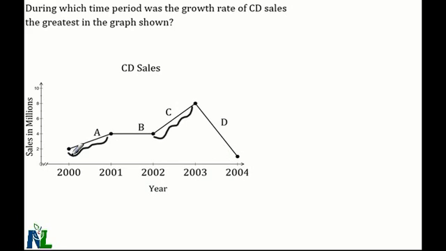So I need to compare two line segments. I need to compare line segment A with line segment C. Visually, we can see that C is obviously steeper than A, which would imply a higher rate of growth. But it's always good to have evidence to back up our answer. So I'm going to look at line segment A first.